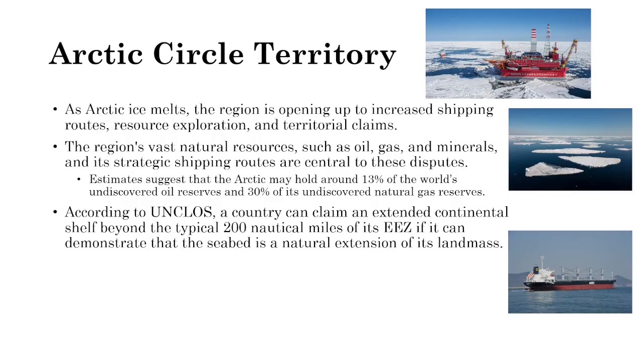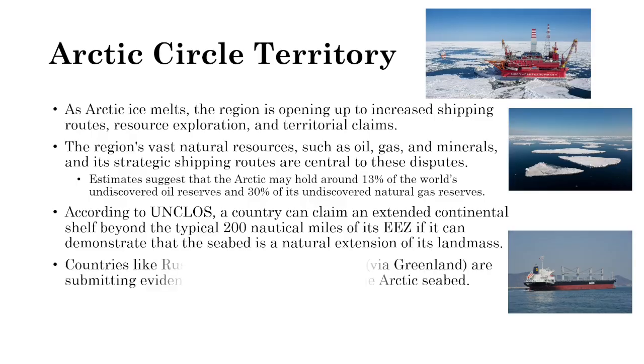If the seabed, which is like the ocean floor, is part of that big landmass, then they can extend their exclusive economic zone. So some countries surrounding the Arctic Circle, maybe they have a lot of islands in the area, are trying to extend their exclusive economic zone to get as much of the Arctic Circle as they can to extract these very valuable resources. Countries like Russia, Canada, and Denmark, through Greenland, are submitting evidence to try to extend their parts of the Arctic seabed, thus extending their exclusive economic zone and their resource extraction control.